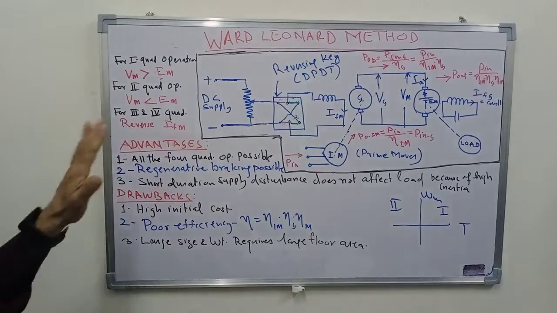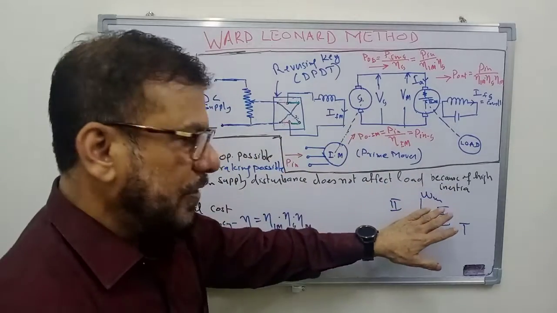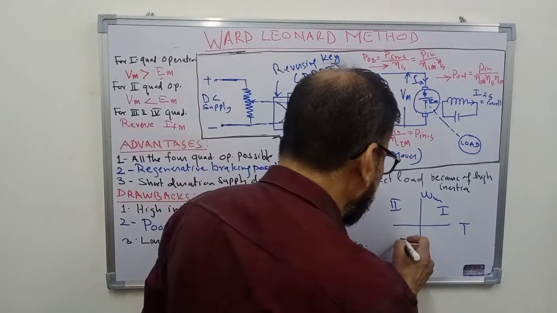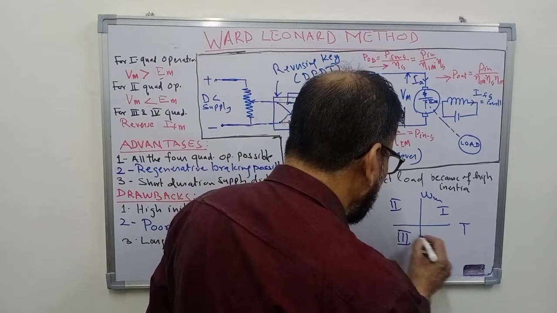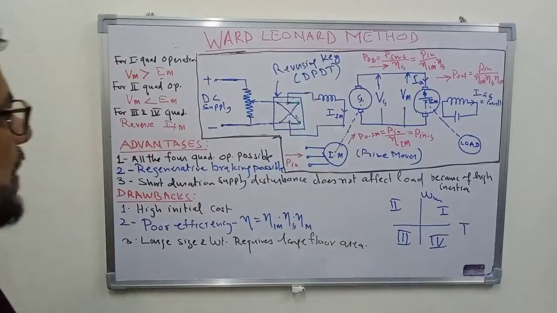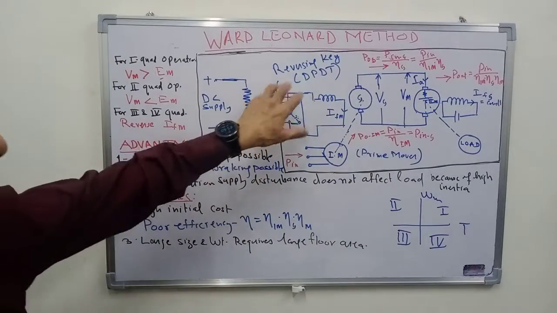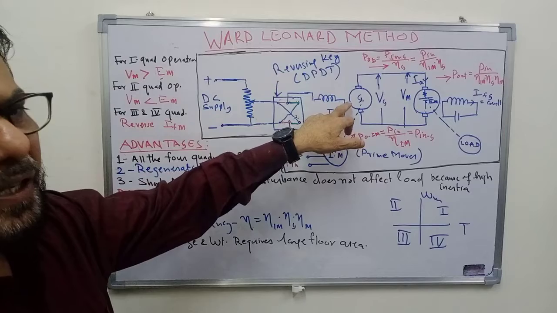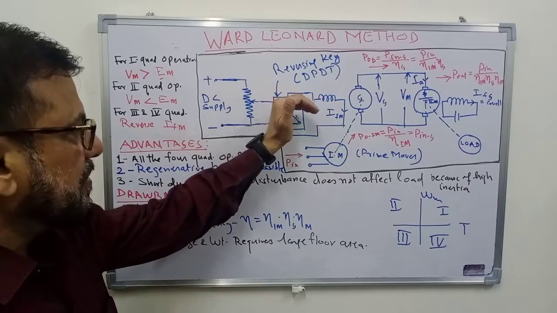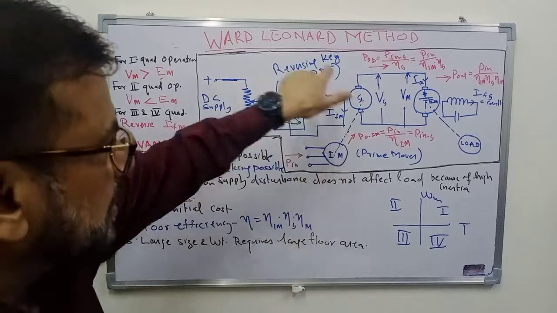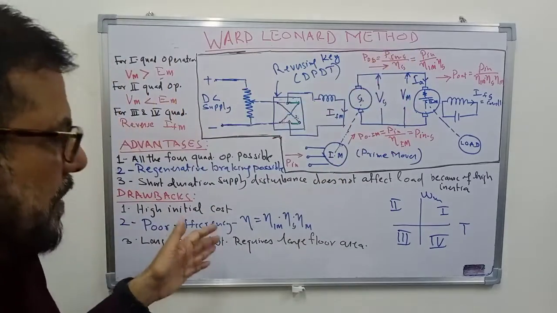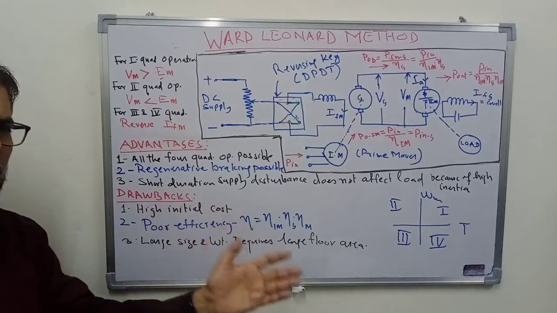So in that way you can have the second coordinate operation. For third and fourth coordinate operation, that is for reverse motoring and reverse braking, what you have to do is reverse the direction of flow of current in the field winding of the motor. If you change the switch connection like this, direction of current will change, polarity of the voltage will change, and we can now have third coordinate and fourth coordinate operation.